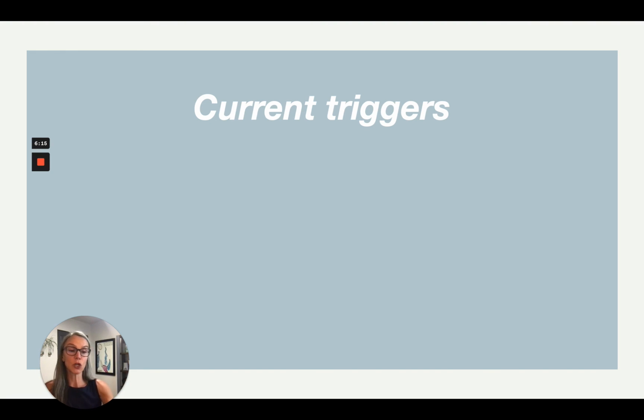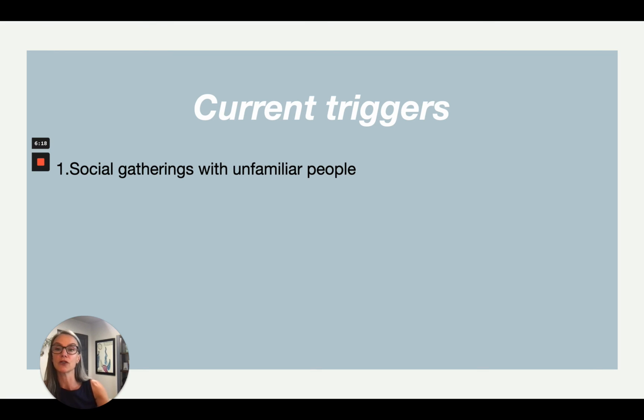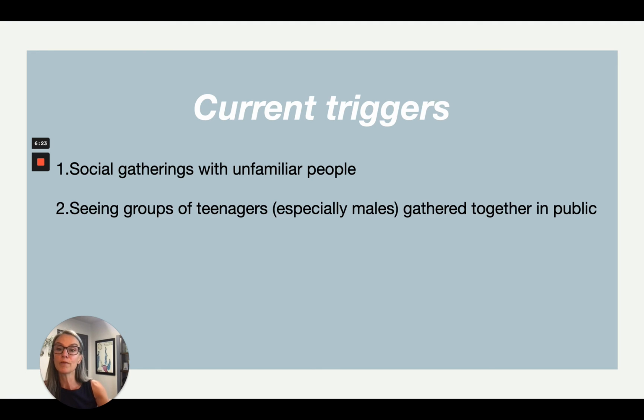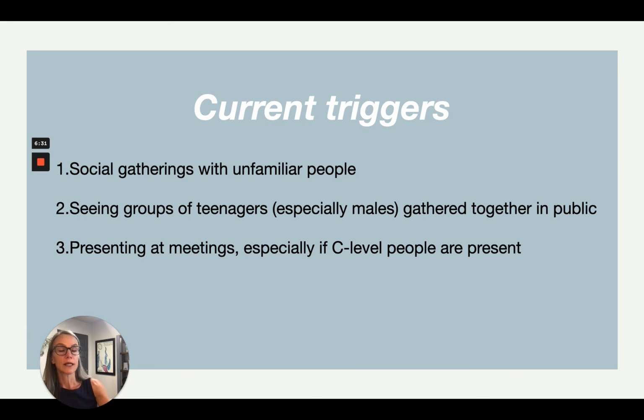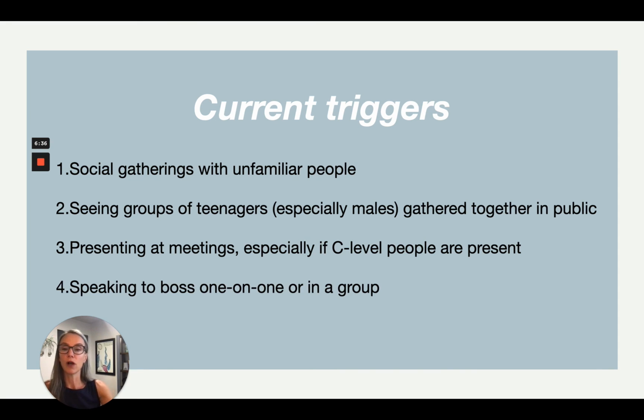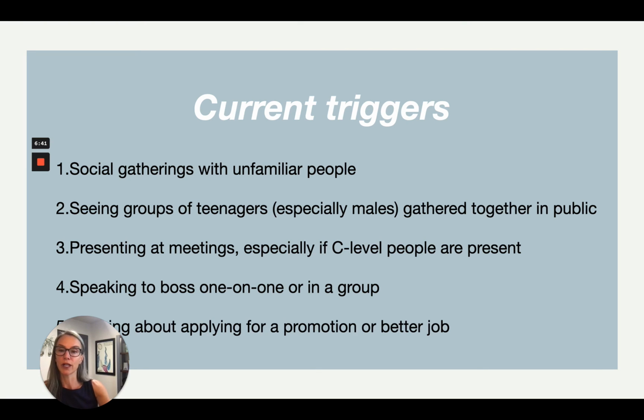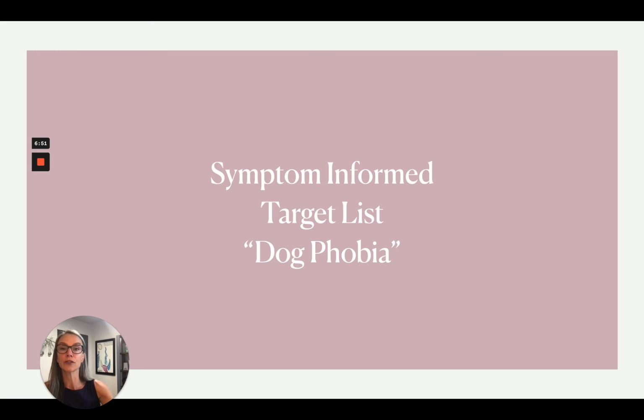And we also want to look at the current triggers related to this first cluster. So this client avoids social gatherings with unfamiliar people. He does not like and feels very triggered when seeing groups of teenagers, especially males, together in public. He gets extremely anxious and triggered when he has to present at meetings, especially to top-level colleagues, and when he has to speak to his boss one-on-one or in a group, and when thinking about applying for a promotion or a better job. So these are right now, before we've done any of the past work, we're at least taking a snapshot of his current triggers.